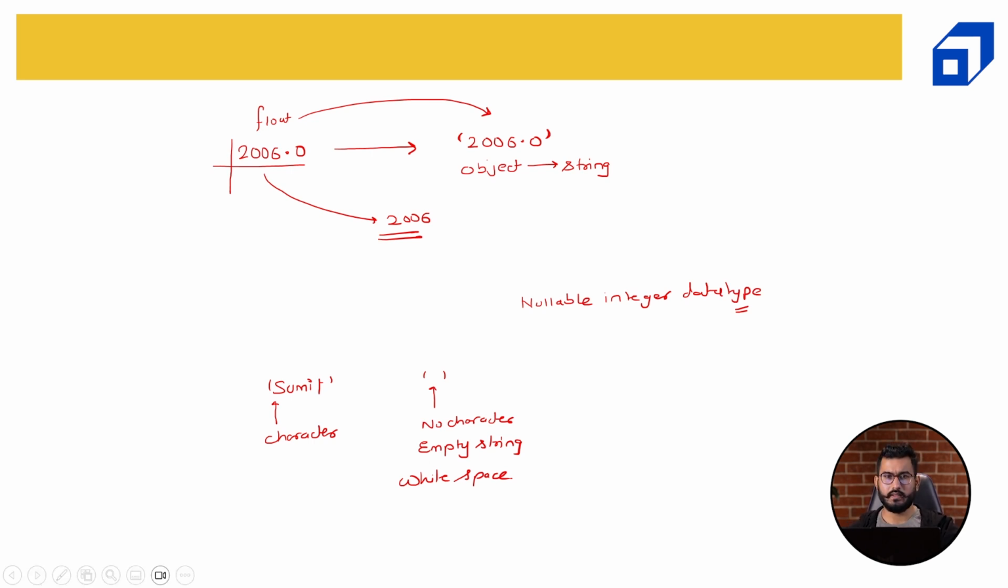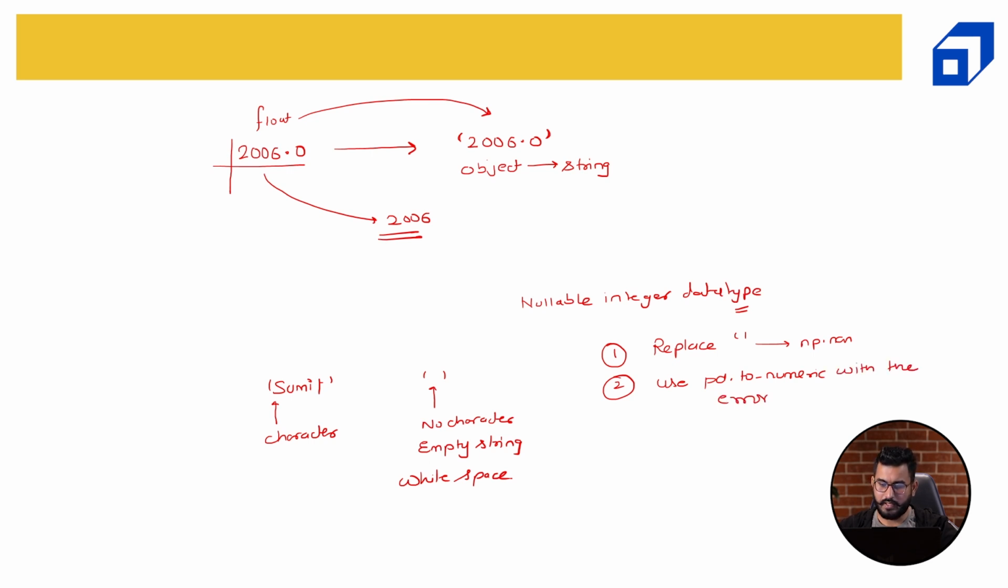Now how can we deal with this? There are two solutions to deal with this problem. Number one is, first of all, I replace all these white spaces with the Pandas recognized nan, which is np.nan. The second solution is to use pd.to_numeric with the errors attribute.